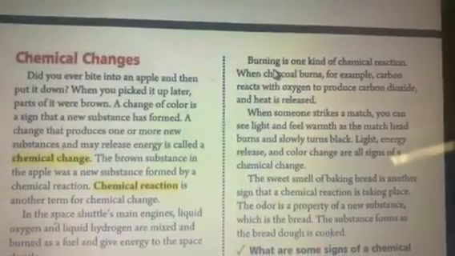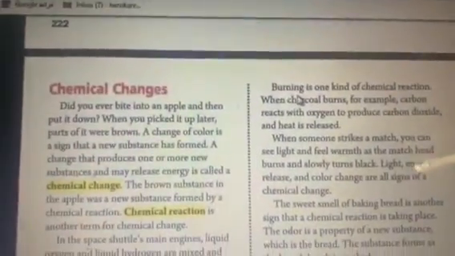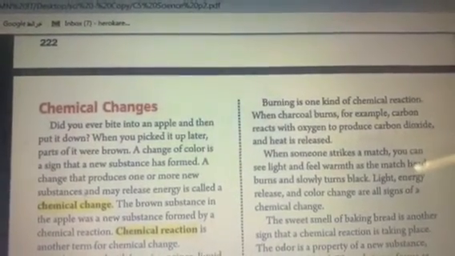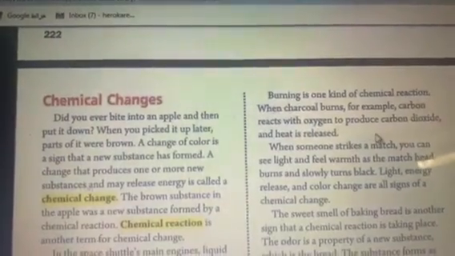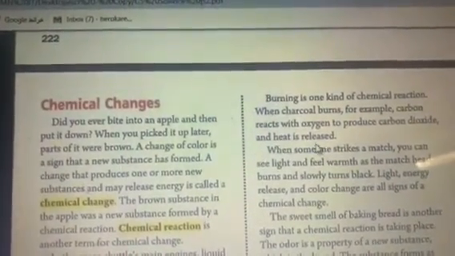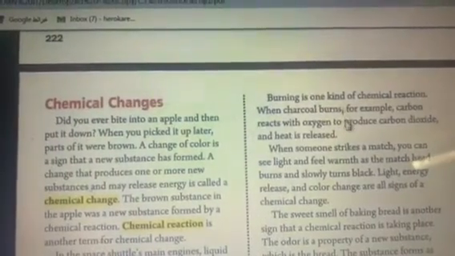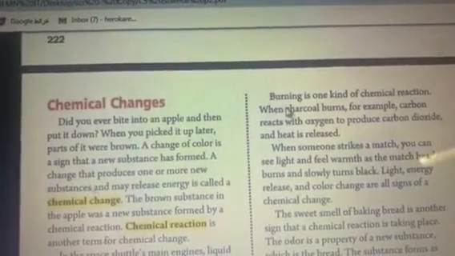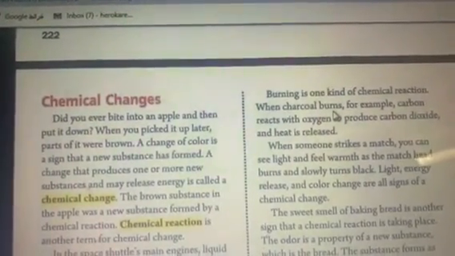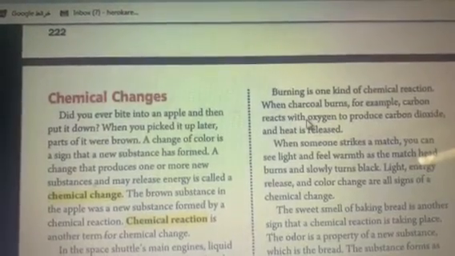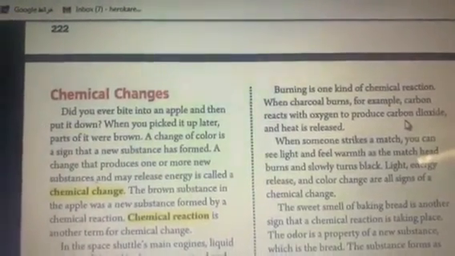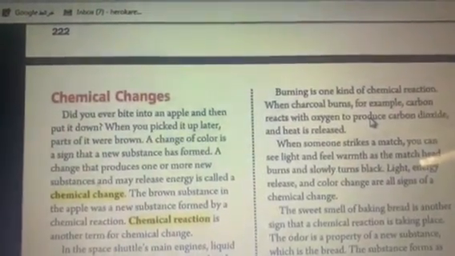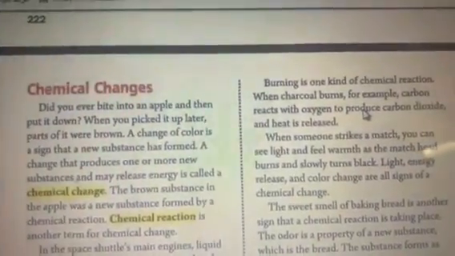Also we have more examples about chemical changes. Burning is one kind of chemical reaction. When charcoal burns, for example, carbon reacts with oxygen to produce carbon dioxide and heat is released. This is another example. It is clearer than the others when you burn charcoal, because charcoal is carbon, and in the air we have oxygen, which is O2, so they will react together by heat of course, and carbon dioxide will be released.